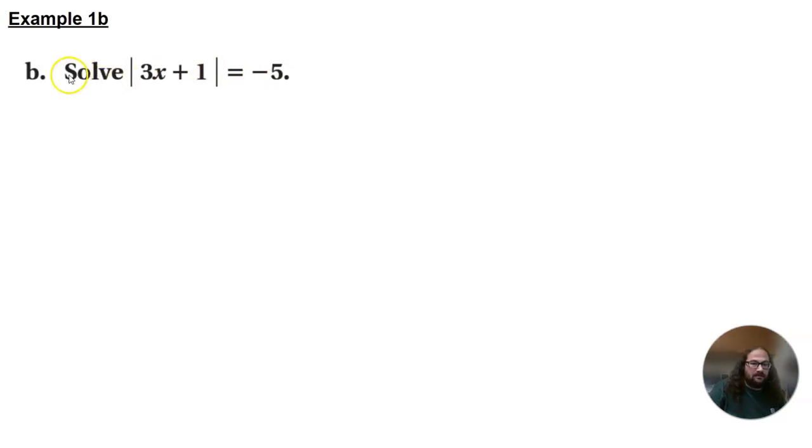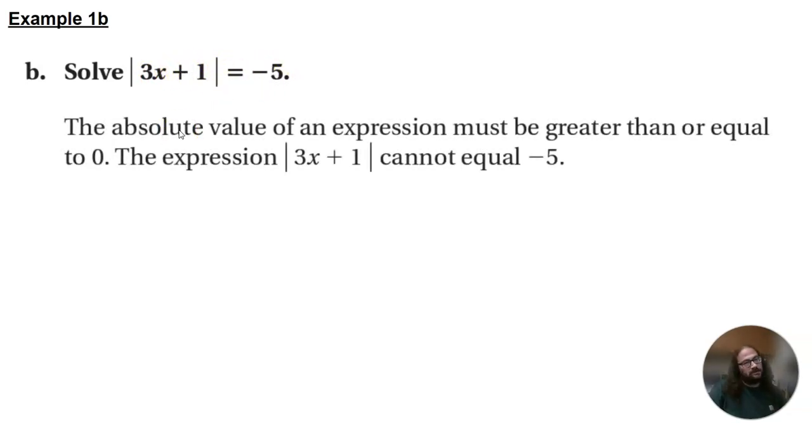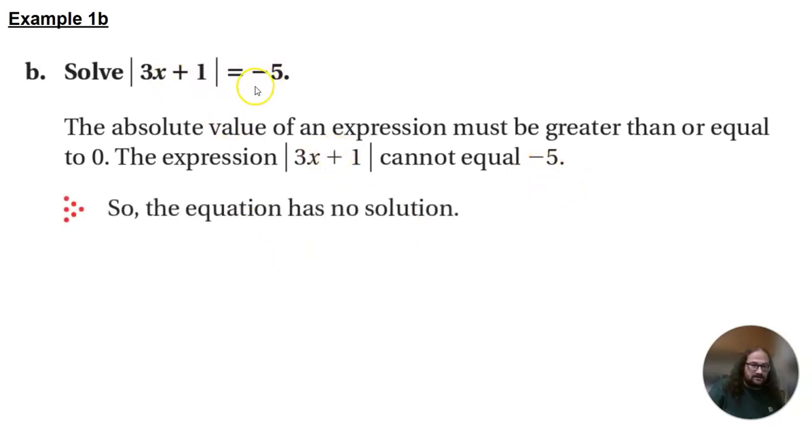Okay, how about this equation? Here we've got an absolute value. It's all isolated by itself, equal to a negative number. Is that okay? Absolute value equal to a negative? No. The absolute value expression has to be equal to 0 or greater. So the absolute value of 3x plus 1 can't equal negative 5, because if you take the absolute value of anything, it can't be negative. That means this equation has no solution. There's no number you could put in for x that would make the absolute value of 3x plus 1 equal negative 5, because absolute values can't be negative.